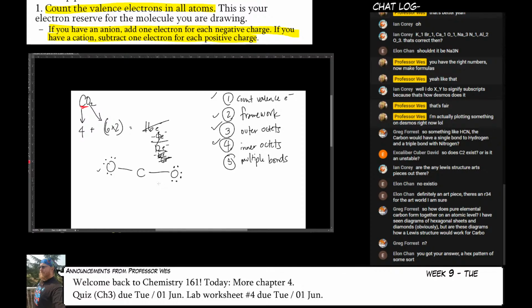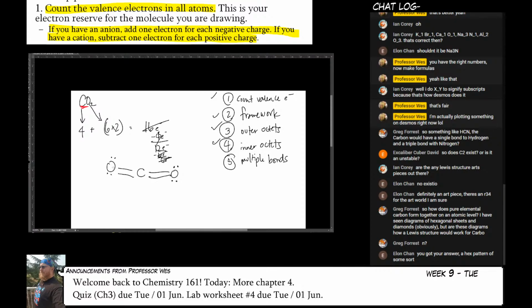That's the only circumstance that you need to make multiple bonds. Is there an octet on the central atom? If the answer is no, you make multiple bonds. So I only have 4 electrons here, so I need 4 more shared with it. So I'm going to take 2 from the oxygen on the left and bond them to the carbon. I'm going to take 2 from this one and do that.